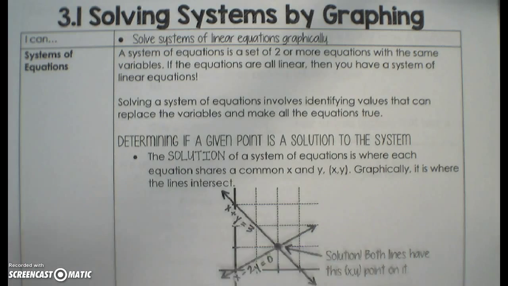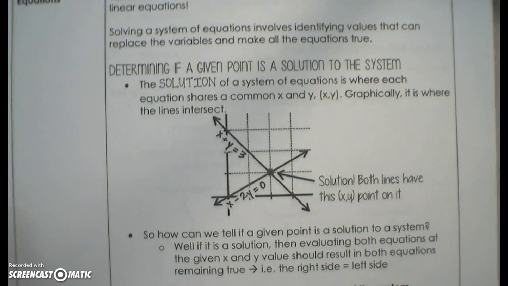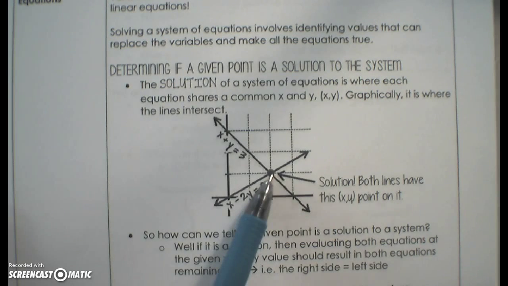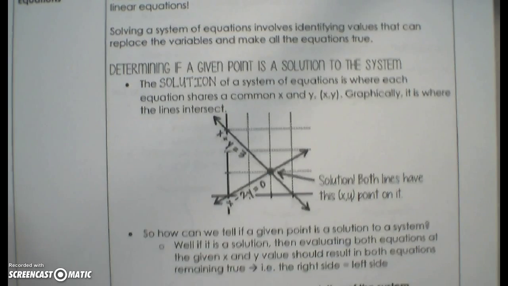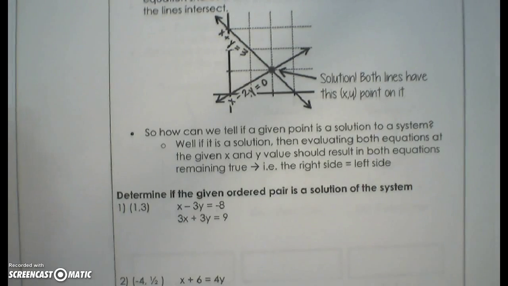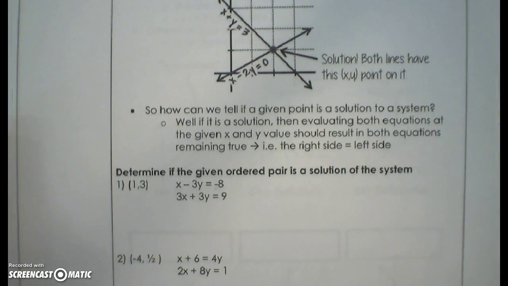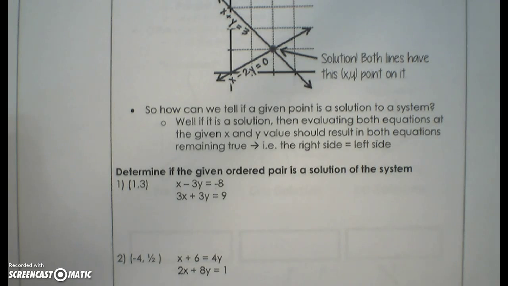So basically, we're going to be determining if a given point is a solution. So for example, two lines intersecting, this would be a solution for both. So that's what we're going to do first, just tell if it is a solution. So how can we tell? Well, if it's a solution, then evaluating both equations at a given x and y, the results should be equal. It should be true. The left side should equal the right side.